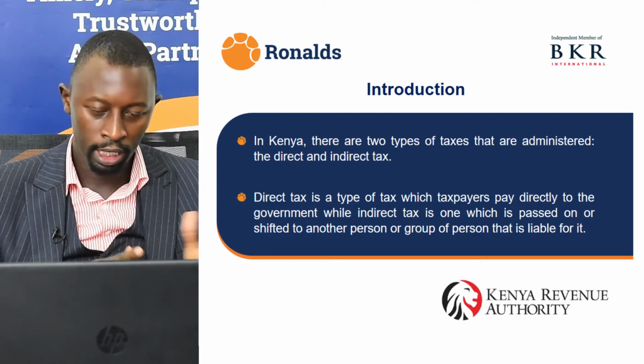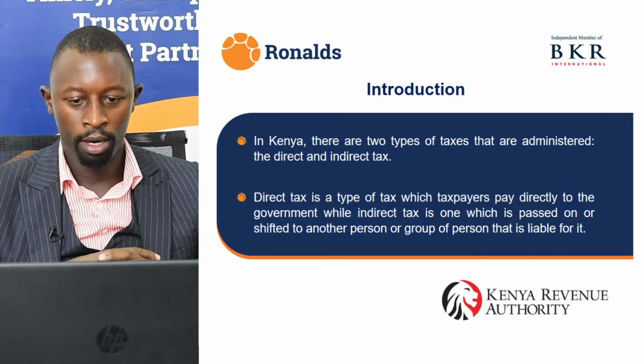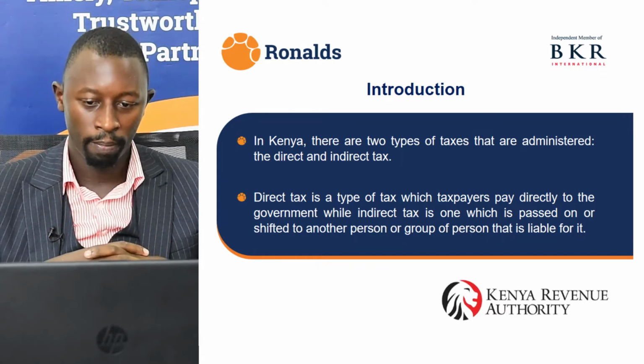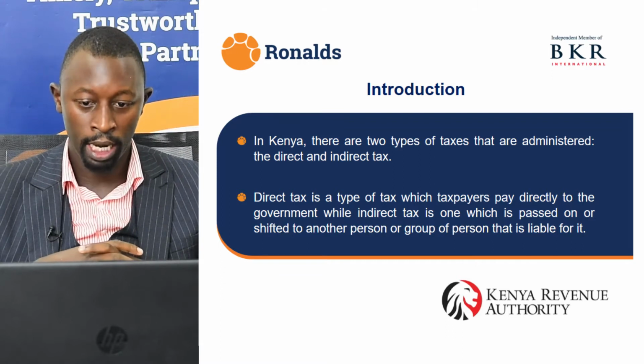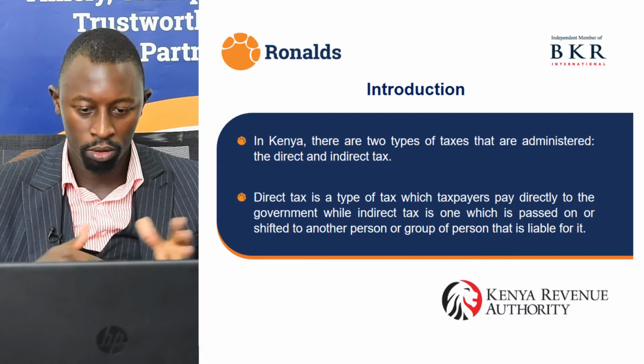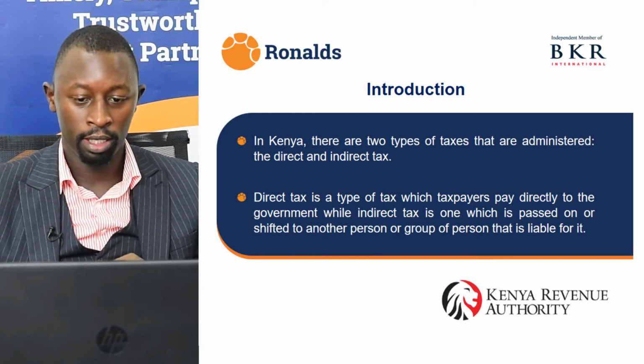But when we talk of indirect tax, on the other hand, this is a type of tax that is passed or shifted to another person. And a very good example for indirect tax is what we call VAT. Because for VAT, especially for businesses, this is a tax that you collect on behalf of the government. So you might be the one raising the invoice and collecting the money, but that portion of VAT, you collect it on behalf of the government. So that is a very good example of an indirect tax.